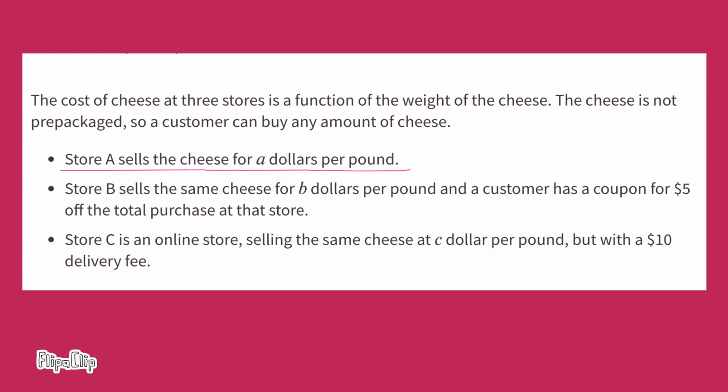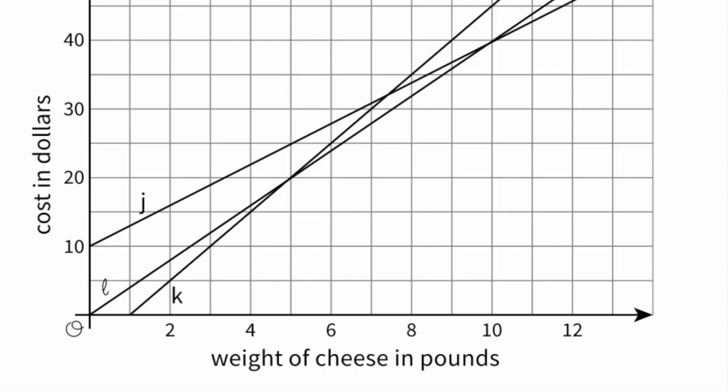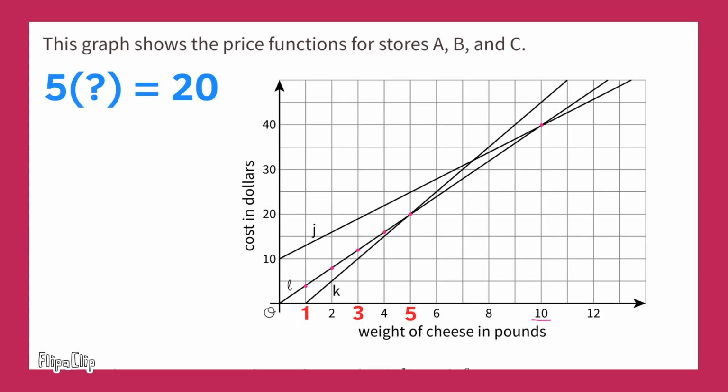That leaves store A, and store A sells cheese for $4 per pound. Let's go back to the graph and take a look at the remaining line so that we can identify what exactly is $4 per pound. Look at line L and the point where it intersects 5 pounds of cheese and $20. We can write a one-step equation to represent this. 5 times what number equals $20? Since we're dealing with line L, I'll replace the question mark with the letter L.